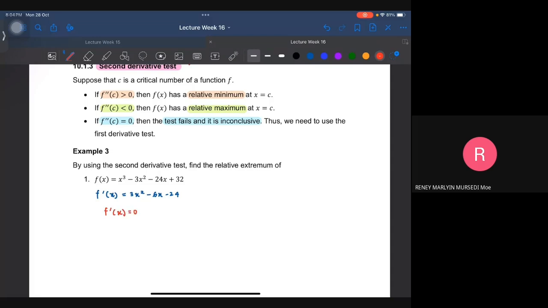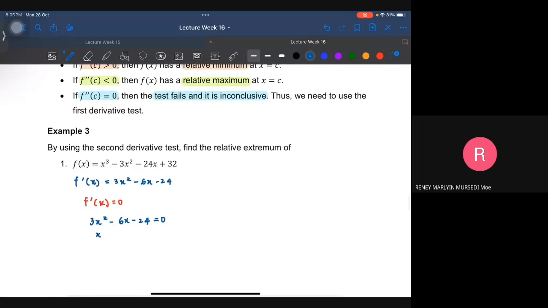Okay, sebab awak nak cari point dia sama ada dia minimum ataupun maximum. So you need to have the point first. So and then kita akan buat f prime x, 3x square minus 6x minus 24 equal to 0. Okay, so make sure to simplify dulu awak punya quadratic. So from here quadratic kita dia akan dapat divide everything by 3. So you have x square minus 2x minus 8 equal to 0.